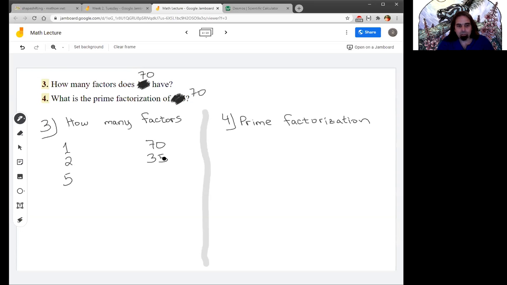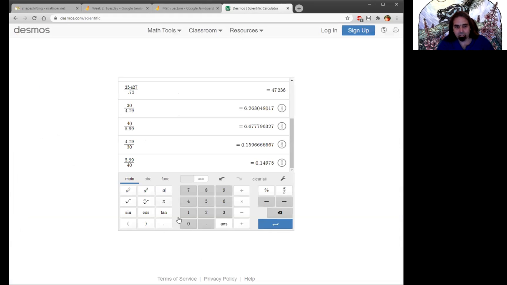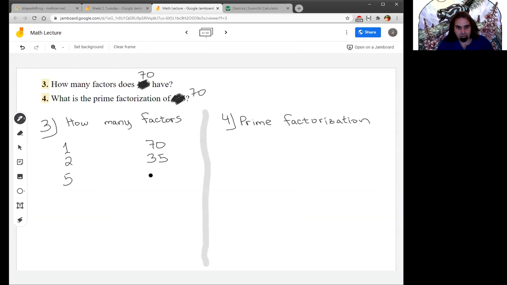So I could do some long division. I could pull up my calculator. 14. Does 6 work? No, 2 and 3 have to both work for 6, and 3 didn't. Does 7 work? Yes, 7 and 10. Does 8 work? Nope, because 8 is powers of 2. So 2, 4, and 2 again is 8. If 4 didn't work, 8's not going to work.